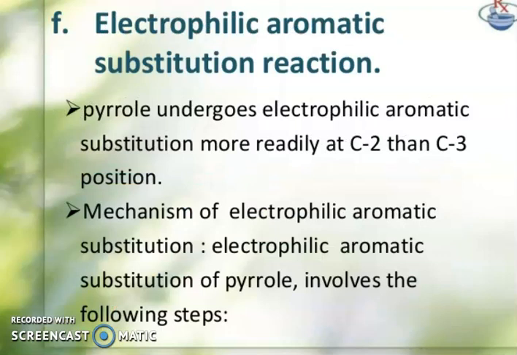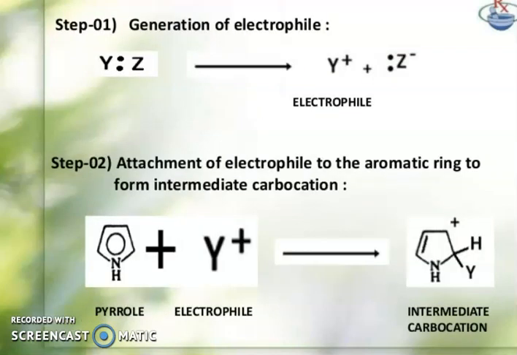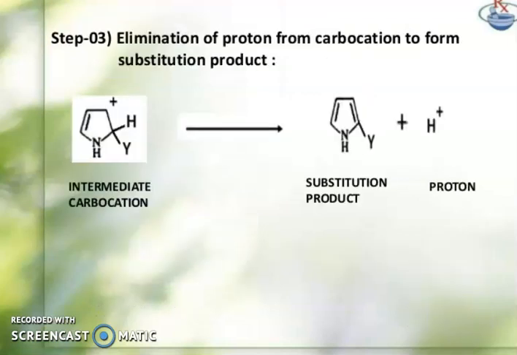Now friends, electrophilic aromatic substitution reactions. Pyrrole undergoes electrophilic aromatic substitution more readily at carbon 2 than at carbon 3. Mechanism of electrophilic aromatic substitution: it involves the following steps. Step 1, generation of the electrophile and attachment of the electrophile to the aromatic ring to form an intermediate carbocation. You can see the pyrrole and electrophile give the intermediate carbocation. Then elimination of a proton from the carbocation forms the substituted product. You can see the elimination of a proton forming the substitution product and a proton.